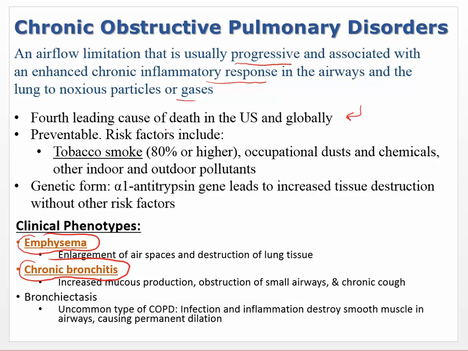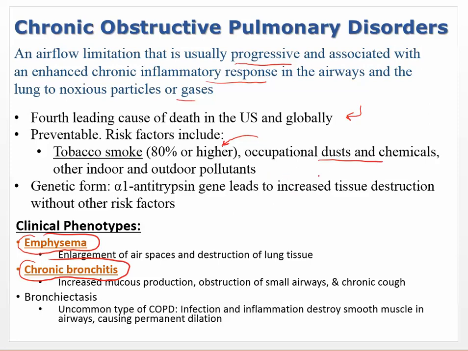Okay, so its fourth leading cause, as I mentioned, it's preventable. Tobacco smoke. Smokers tend to, by and large, be the people who get COPD. Now, it can happen from occupational dusts, asbestos, those kinds of things can also lead to COPD. Harsh work environments are also associated with it, especially, back in the old-timey days, back when there wasn't as much regulation for work environment. That could cause damage as well. Other indoor and outdoor pollutants.